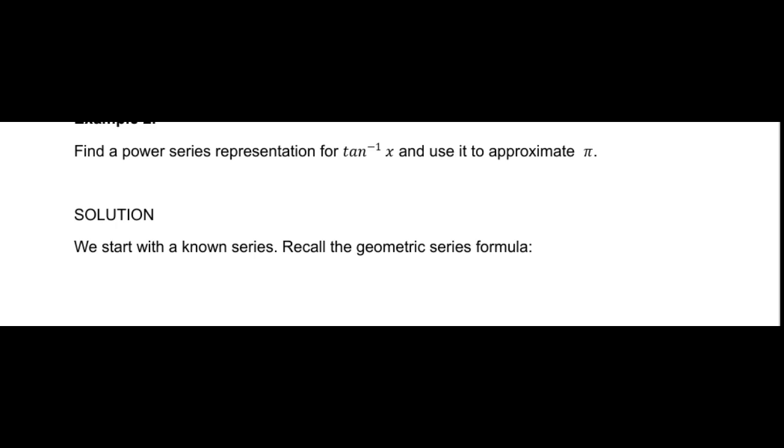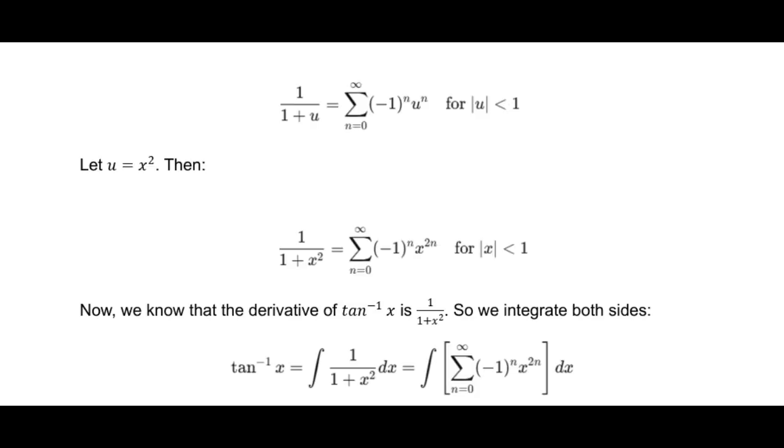Another example that we have is to find a power series representation for arctan x and use it to approximate pi. For our solution, we start with a known series. Let us recall the geometric series formula. We have 1 over 1 plus u equals the summation of negative 1 raised to n, u raised to n, as n goes from 0, for the absolute value of u less than 1.